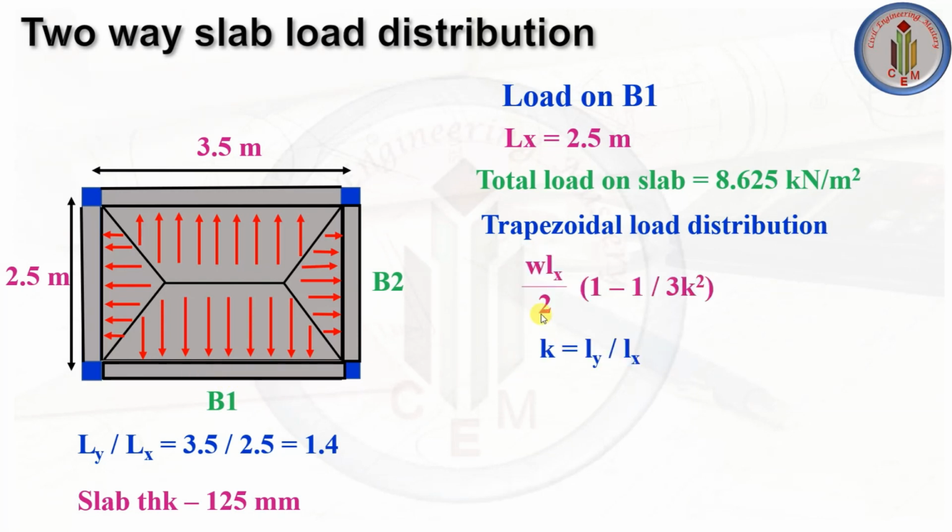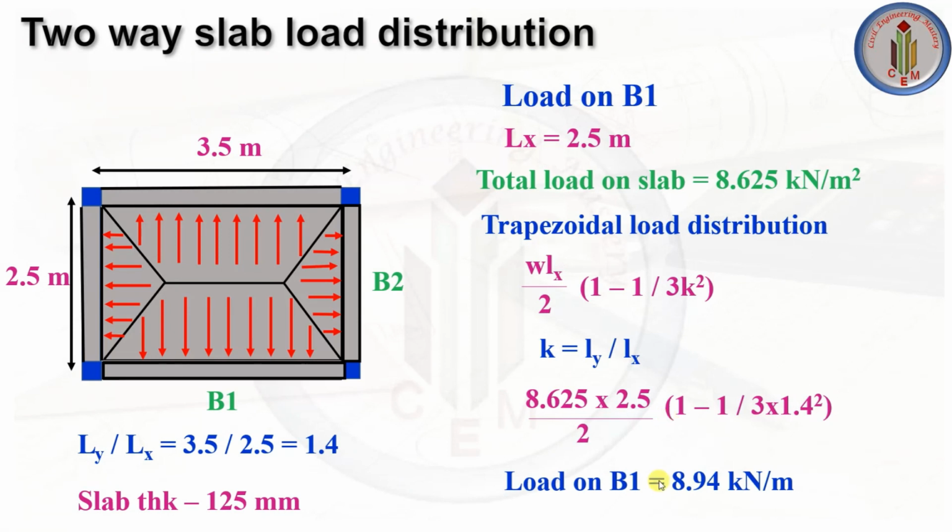To calculate that, we have this formula WLx upon 2 multiplied by (1 minus 1 upon 3k square). Here k represents Ly by Lx, the ratio between the longer span to the shorter span. W is the load on the slab and Lx is the shorter span, which is 2.5. So if we calculate this, we get the load on B1 as 8.94 kilonewton per meter. So this is the uniformly distributed load which is acting on this beam 1.